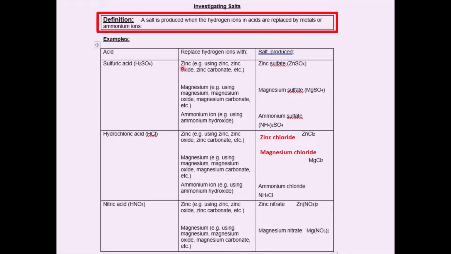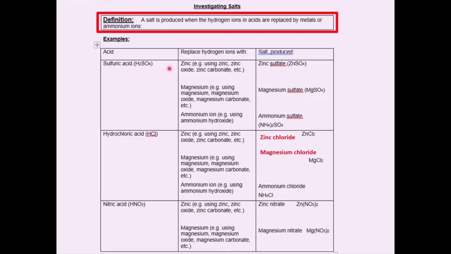You replace the hydrogen ions with either metals, for example, zinc. And if you're using zinc, you could use zinc or zinc oxide or zinc carbonate, or you could do magnesium, again using either magnesium or magnesium oxide or magnesium carbonate, or ammonium ions using ammonium hydroxide. And then what you'll produce is the corresponding salt.